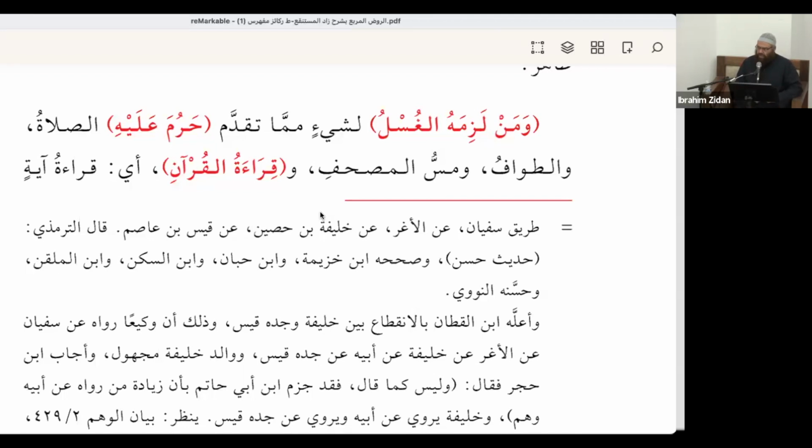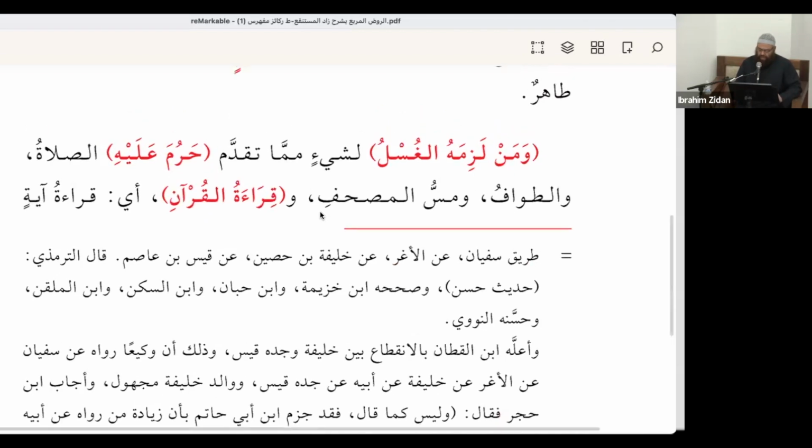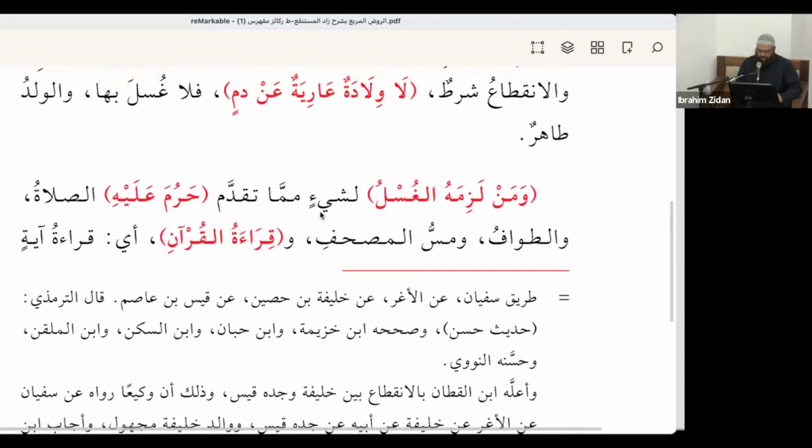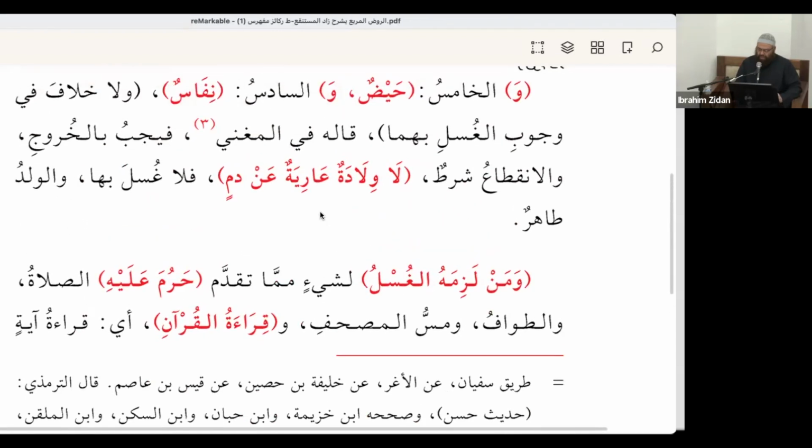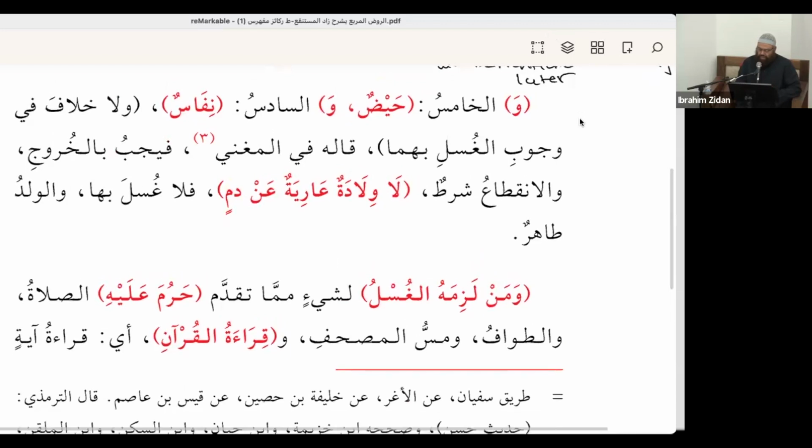We continue inshallah ta'ala with the chapter of al-Ghusl from the book of al-Murbi. And we stopped after mentioning the mujibat of al-Ghusl. What makes the Ghusl obligatory are 6 things.